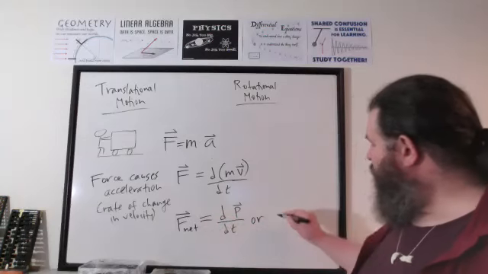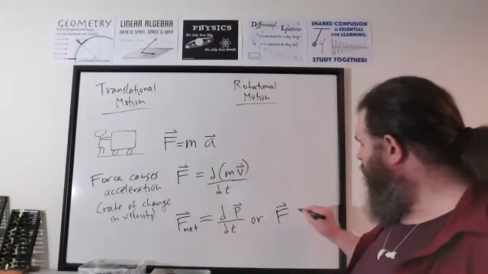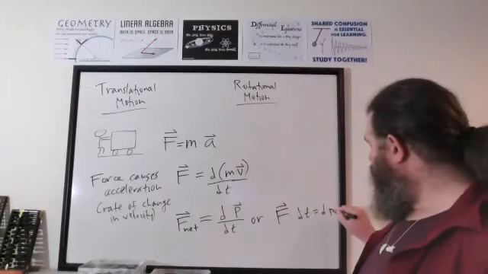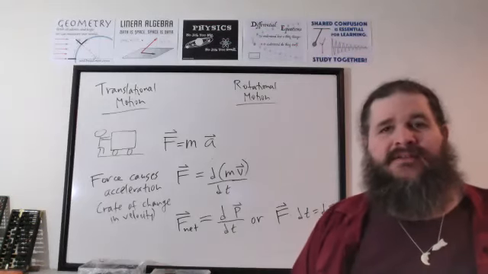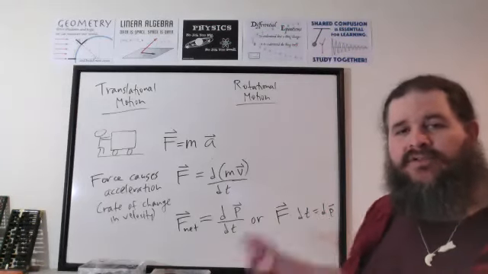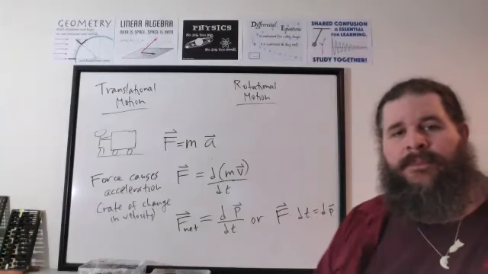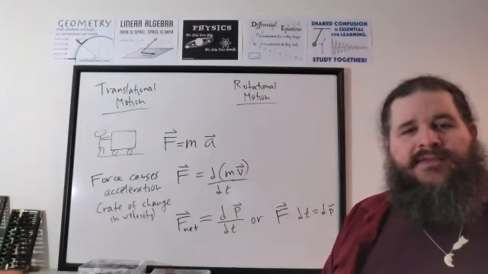Alternatively, you could multiply both sides by dt and say force times change in time equals change in momentum. This gets back into the idea of impulse. Force times time equals change in momentum. Any questions on that so far?